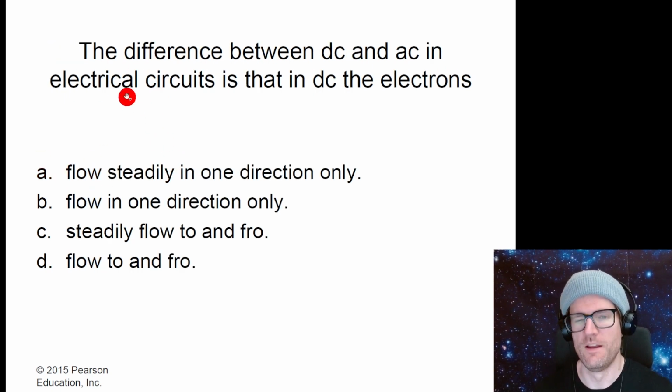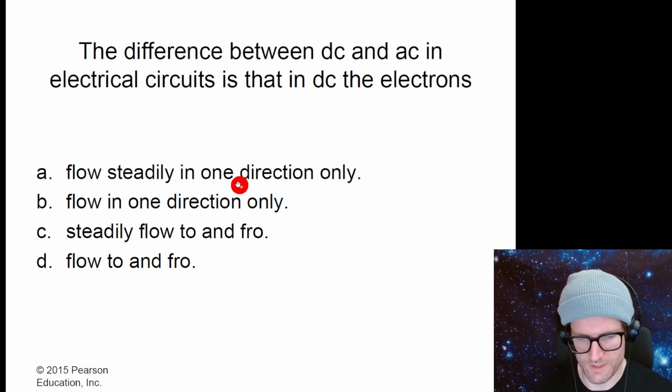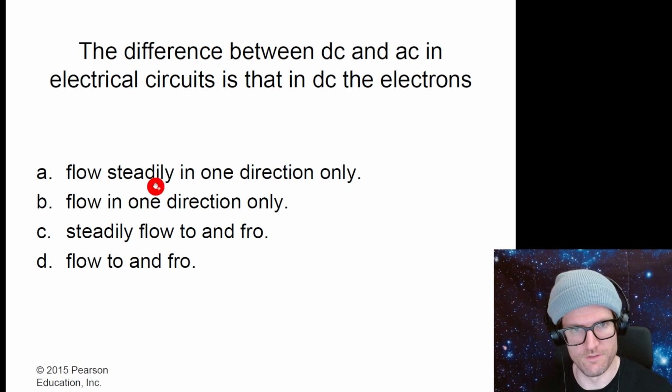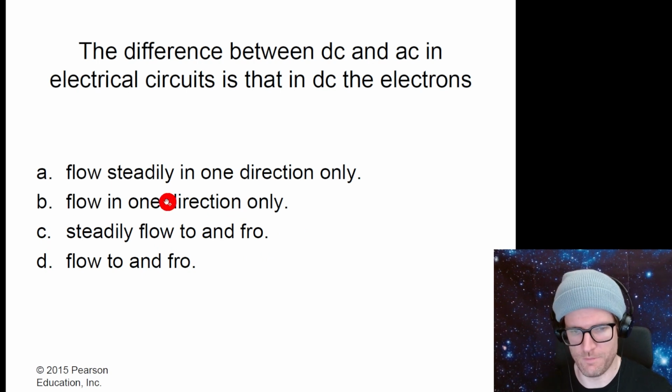Okay. The difference between DC and AC in electric circuits is that in DC, the electrons flow steadily in one direction only. That sounds good. Flow in one direction only. That sounds better. It doesn't always have to be steady. Steadily flow to and fro. To and fro is AC, so it's got to be B.